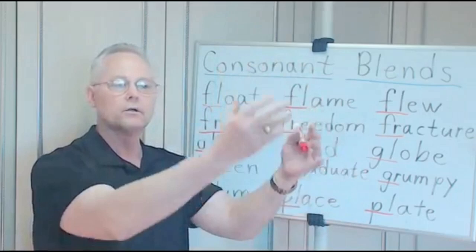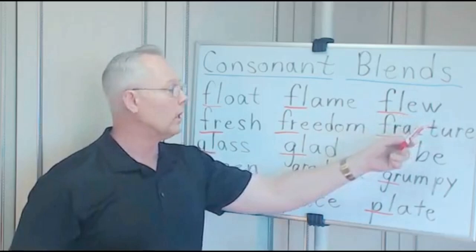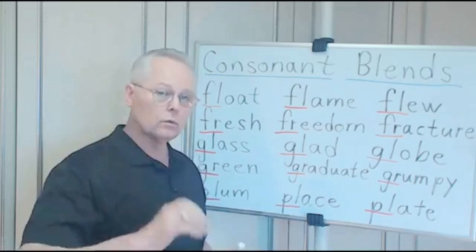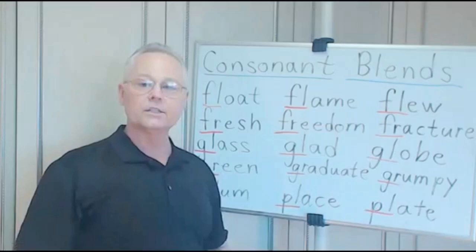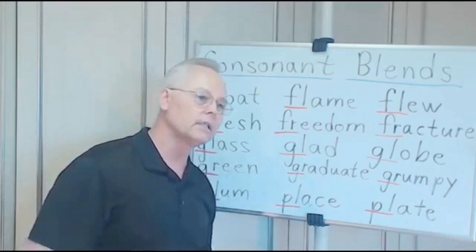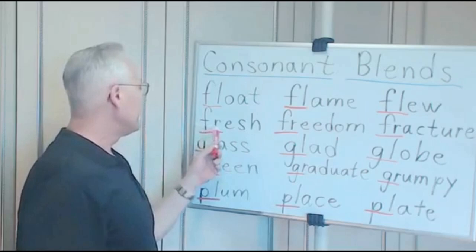F-L, fla, fla. E-W sounds like ooh. You see many words with O-O in it, and in many words, not always, it sounds like ooh. But here we have flu, F-L flu. It's the past tense for the word fly, F-L-Y. A bird may fly into the window. Oh my goodness, look at that. A bird just flew into the window. F-L.